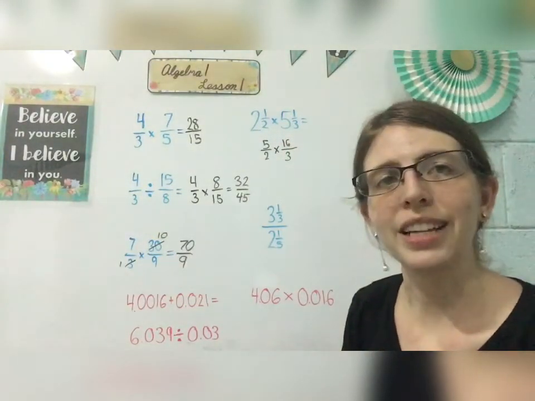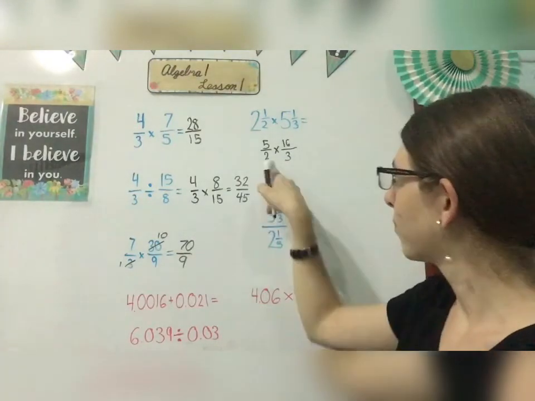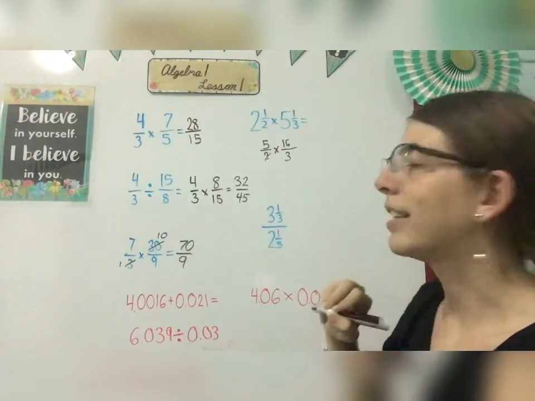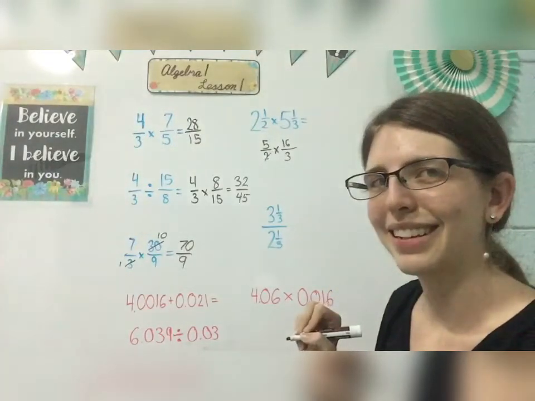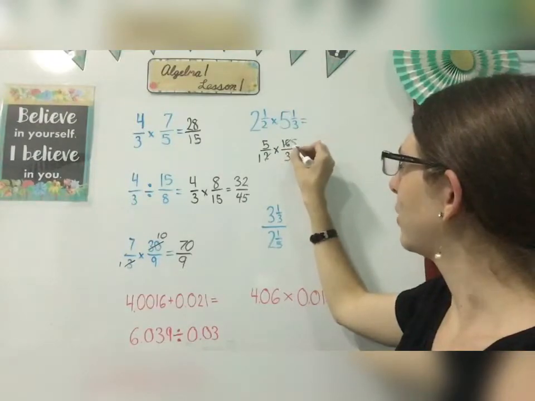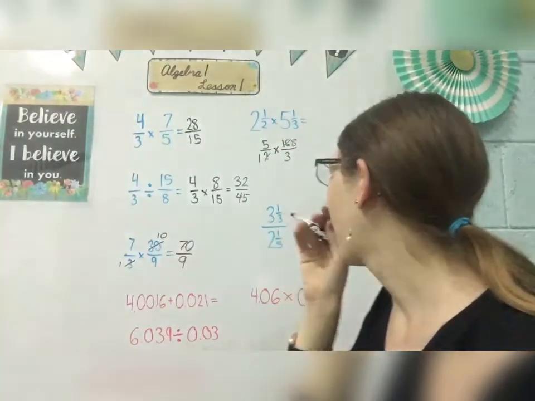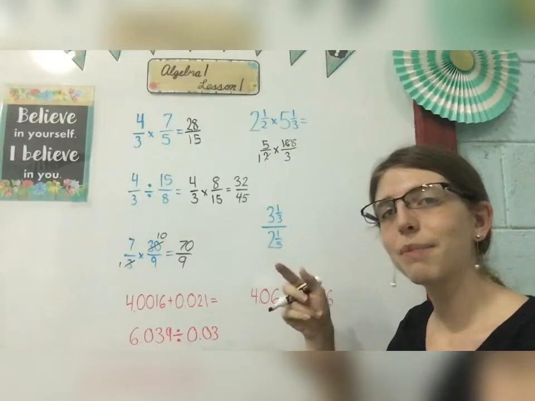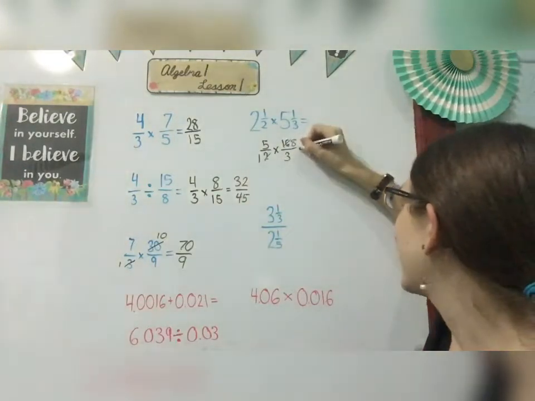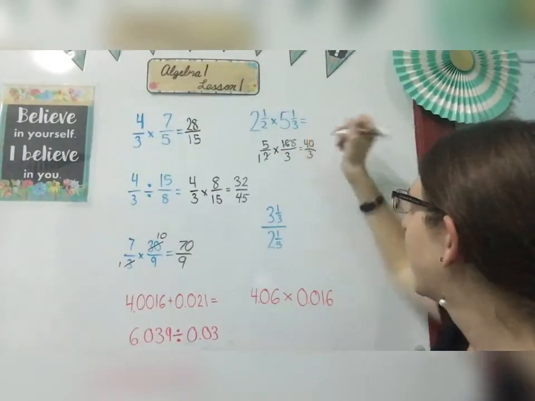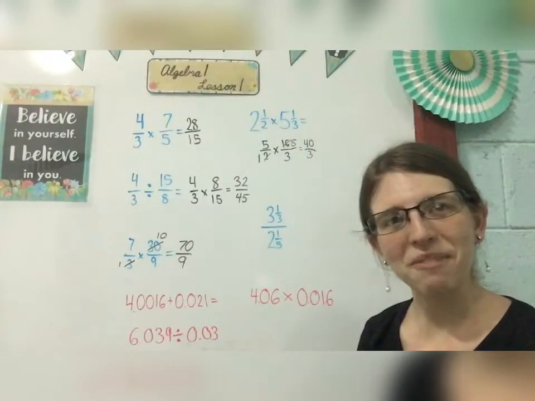Now I'm going to check, is there anything I can cancel? 2 and 16. Their greatest common factor is 2. 2 divided by 2 is 1. 16 divided by 2 is 8. So I have my new numbers. I can't cancel anything else, so I can multiply. 5 times 8 is 40. 1 times 3 is 3. And I'm going to leave my answer like that.